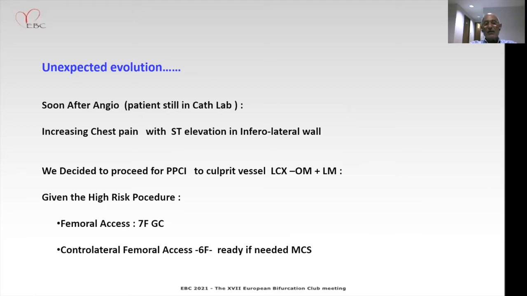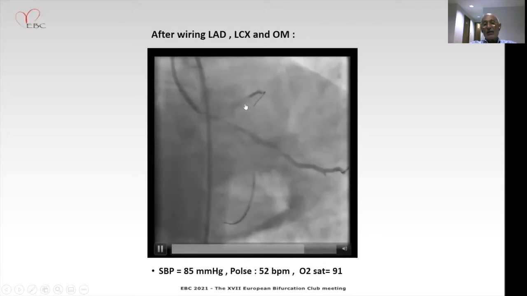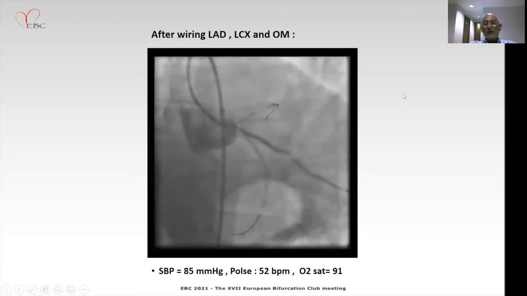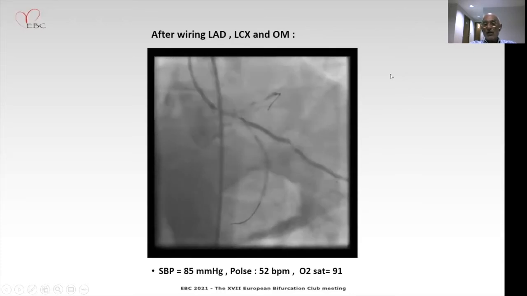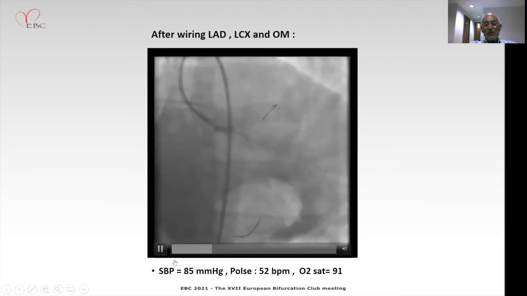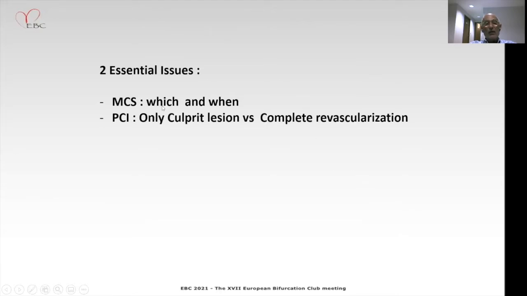We decided to proceed for angioplasty, and given the high-risk procedure, we selected the femoral access with 7 French guiding catheter and contralateral femoral access 6 French, ready if needed for mechanical support. Soon after wiring the 3 branches, hemodynamic stability deteriorated to cardiogenic shock, systolic blood pressure fell to 85, and oxygen saturation to 91%.